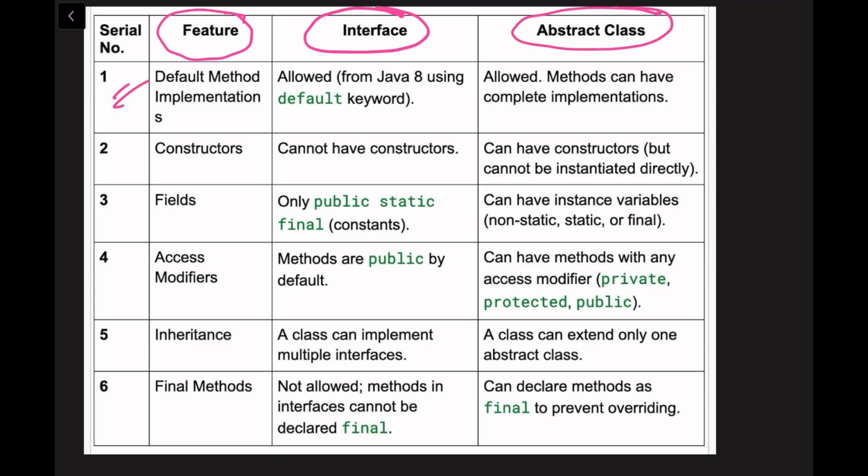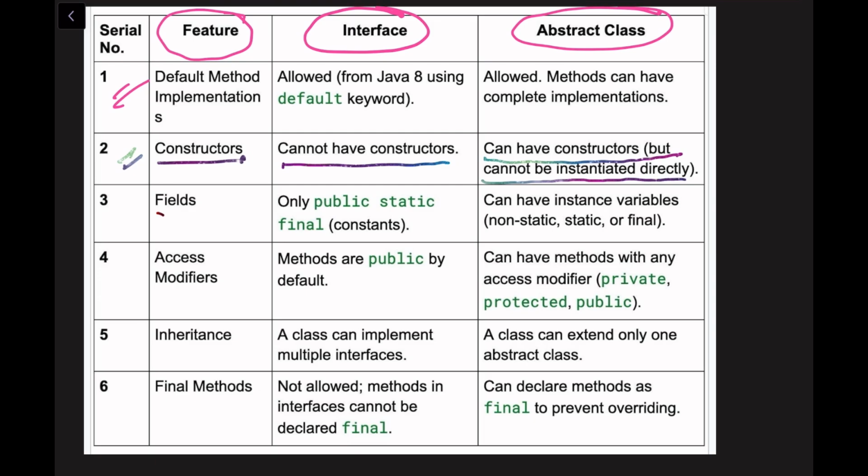First feature is default method implementations. In an interface, it is allowed from Java 8 using the default keyword. In an abstract class, it is allowed. Why is it allowed? Methods can have complete implementations. If we talk about the constructor, interfaces cannot have constructors. Abstract classes can have constructors, but cannot be instantiated directly.